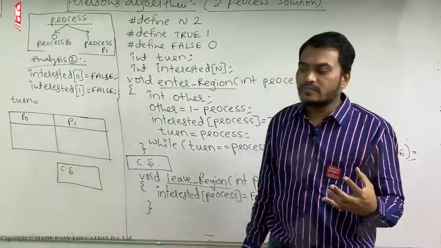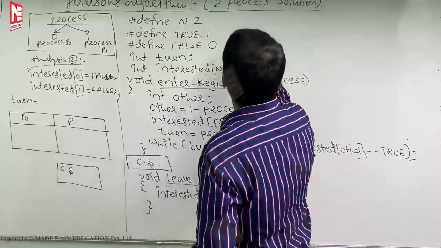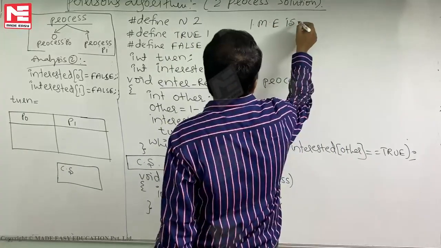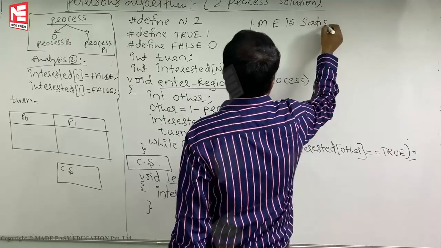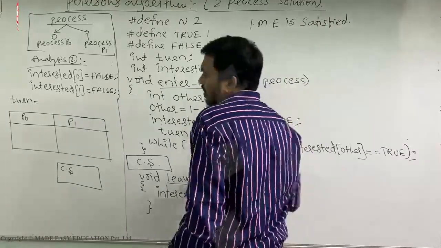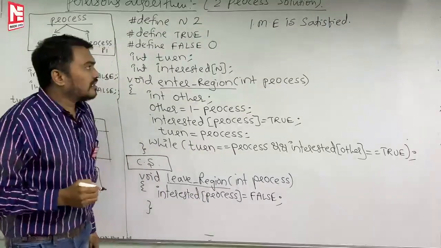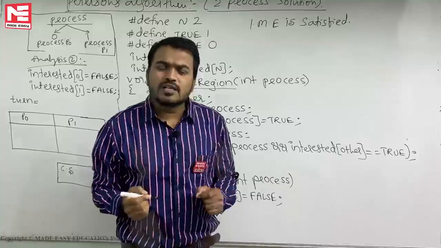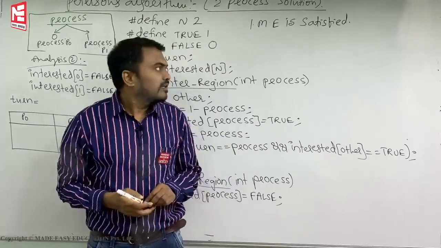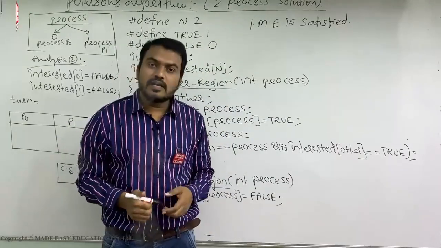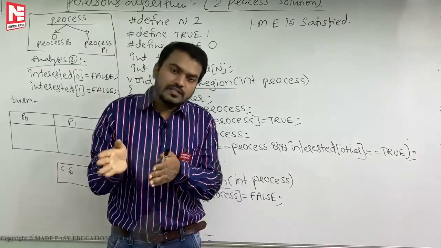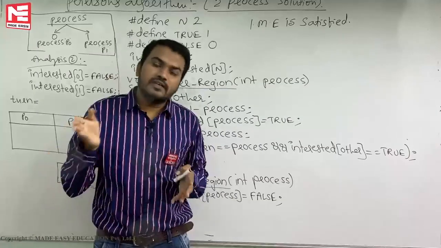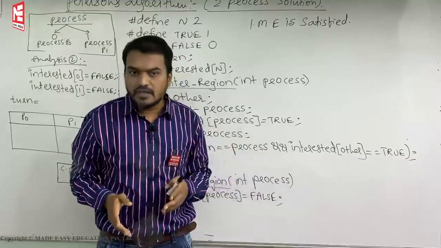Mutual exclusion is satisfied. So I am going to write here: the first condition is mutual exclusion, and it is satisfied. Now understand the important statement I am making here. In order to check mutual exclusion, what have we done? We first brought P0 into the critical section and later checked for P1, and we brought P1 into the critical section and later checked for P0.